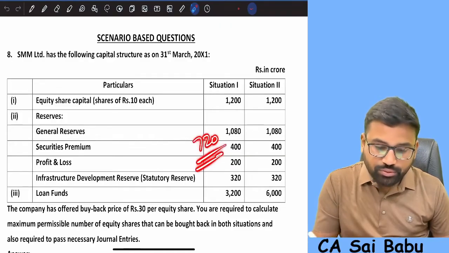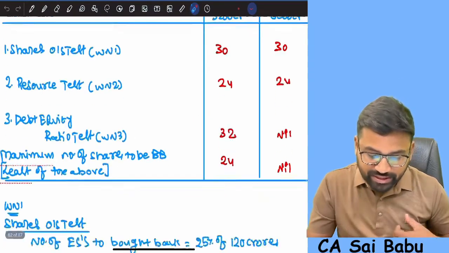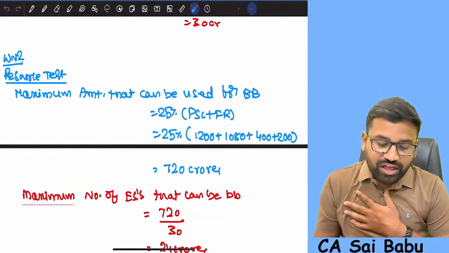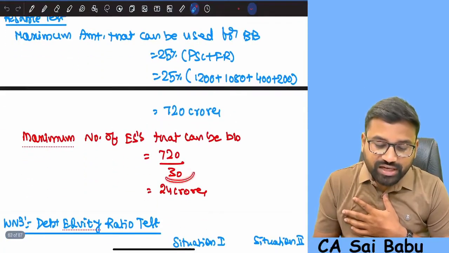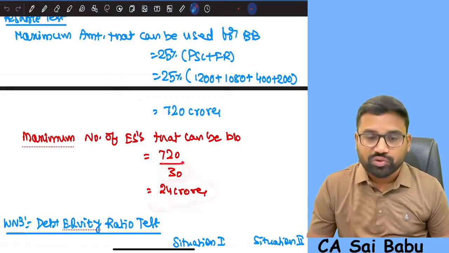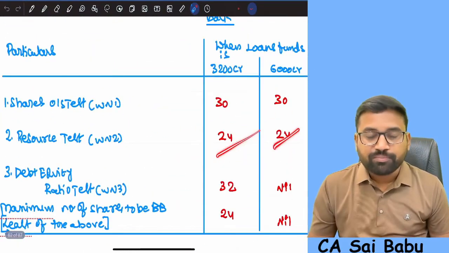720. So the maximum amount we can use for buyback is 720 crores, sir. Say this 720 as per resource test. So if I can use 720 crores and I am buying each share at 30, what is the maximum number of shares I can buy back? 720 divided by 30, 24 crores shares. So this is also the same.